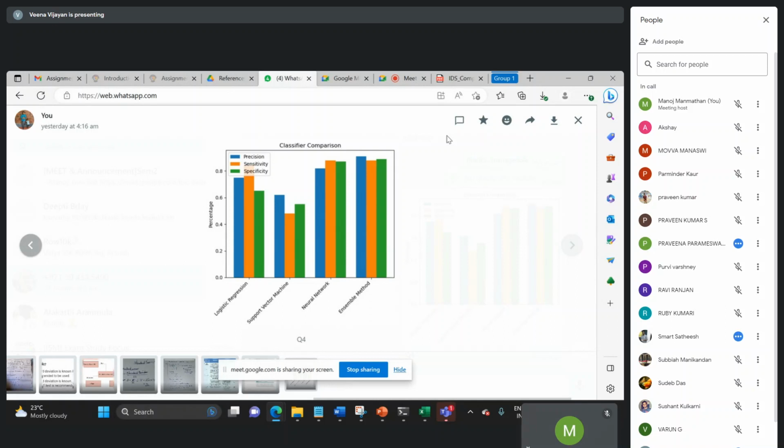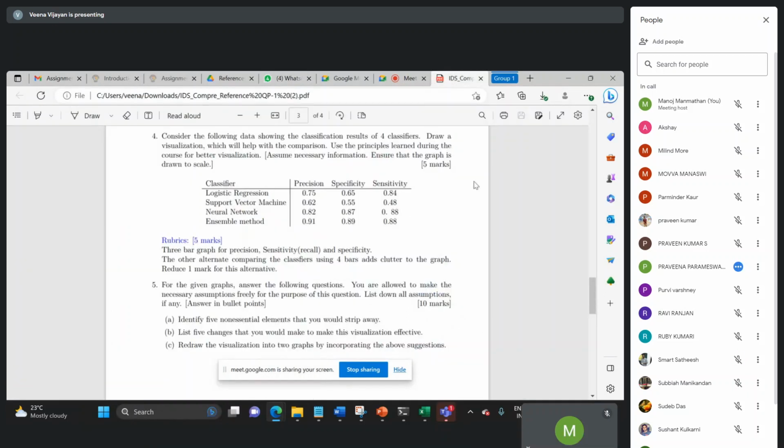What is preferred is what was given in the answer set, because the other alternative actually adds clutter. Comparing the classifiers with 4 bars adds clutter to the graph, reduce 1 mark for this alternative. So what they are suggesting is 3 bar graphs for precision, sensitivity, and specificity.